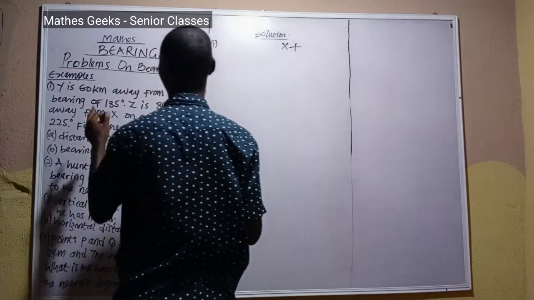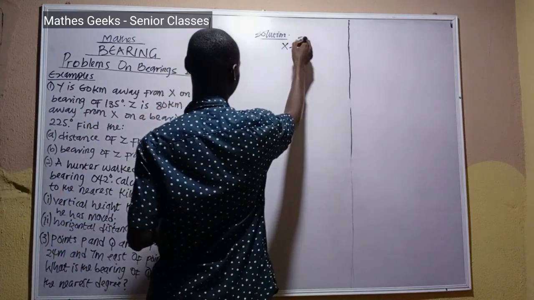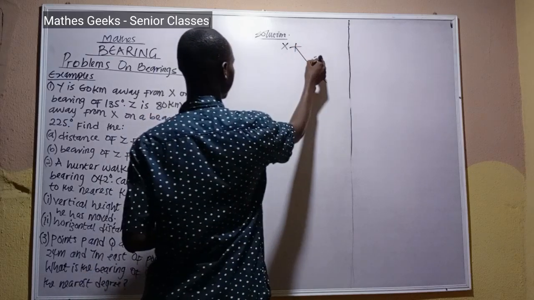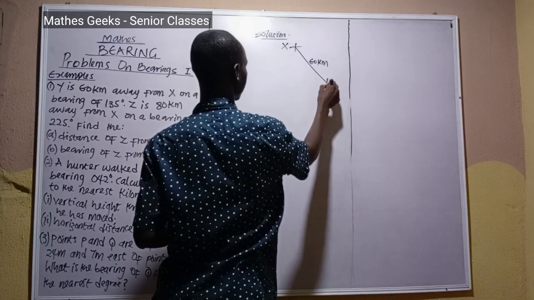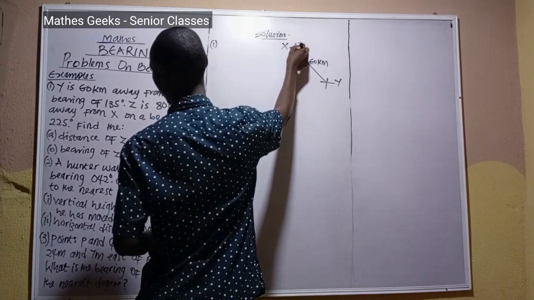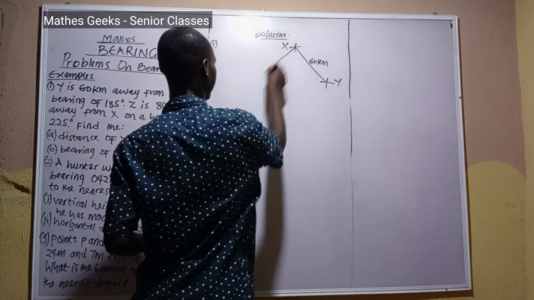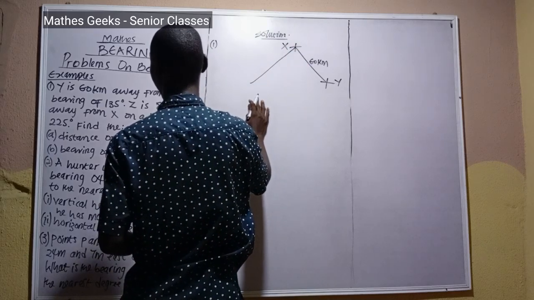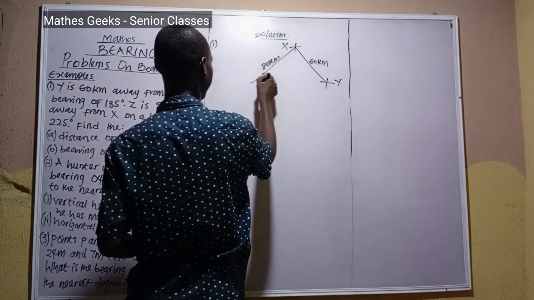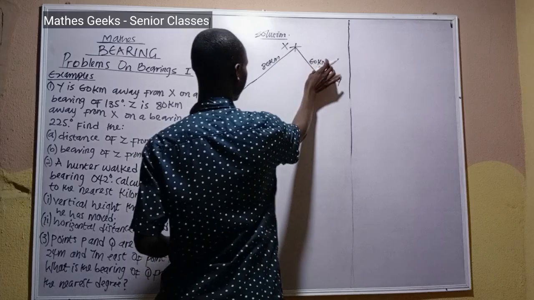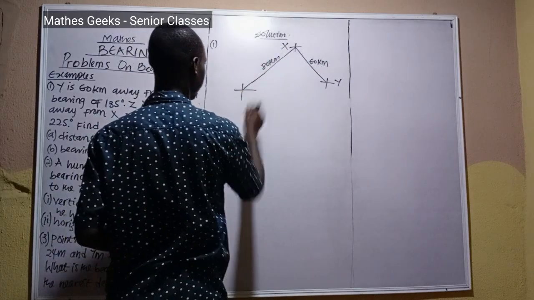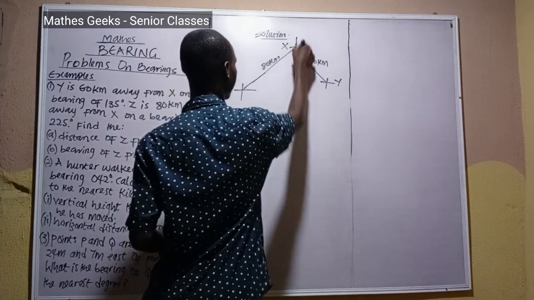So Y from X is bearing 135 degrees. And what's the distance? 60 kilometers. So this is Y. And then from X again, Z is 225 degrees. And what's the distance? 80 kilometers. So 80 kilometers is slightly longer than 60 kilometers, so it's going to be longer also. Alright, so this will give us our diagram.